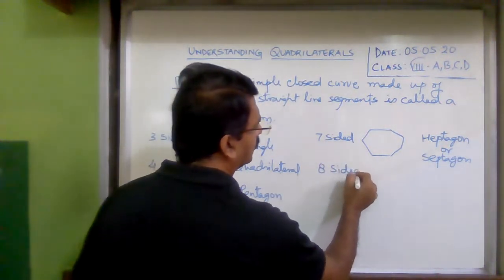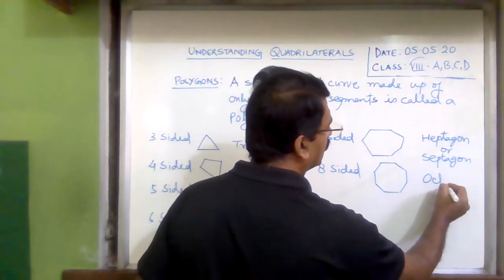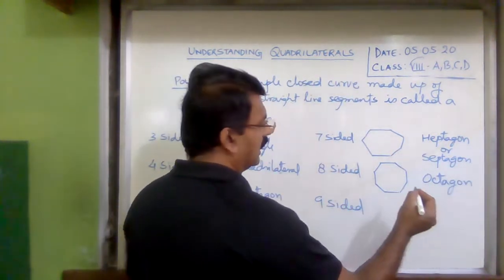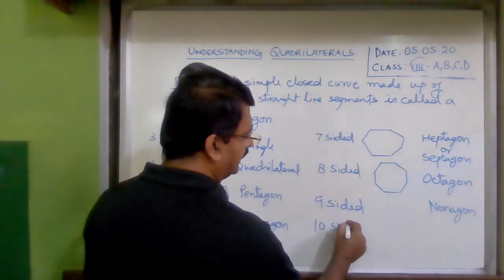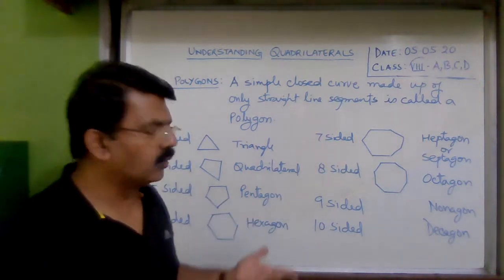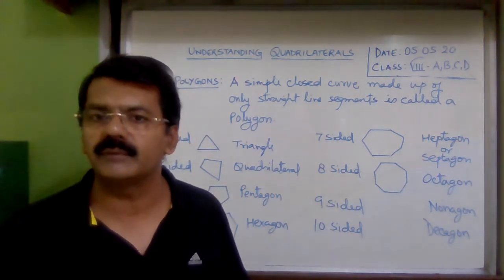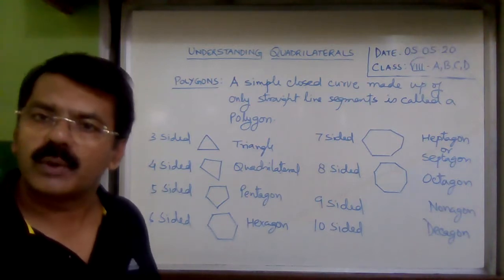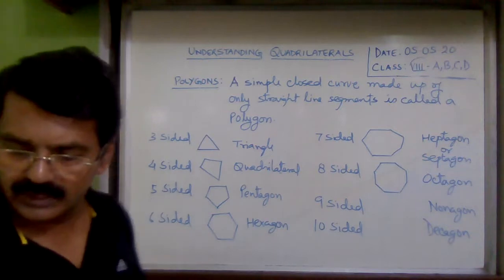An eight-sided polygon will be an octagon. A nine-sided polygon is called a nonagon, and a 10-sided polygon is called a decagon. A polygon can have more than 10 sides. It can be 15, 20, 25, 30, whatever. So in that case, say a polygon has 15 sides, we call it a 15-gon. Or suppose a polygon has 27 sides, we call it a 27-gon. Clear? So these are all our polygons. Now we will study something about polygons in detail.